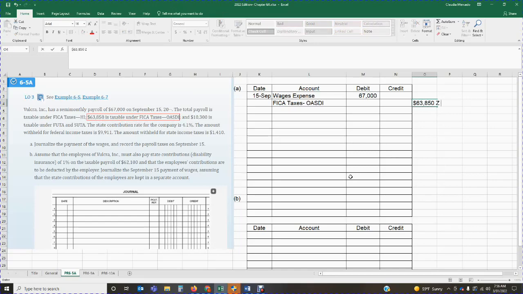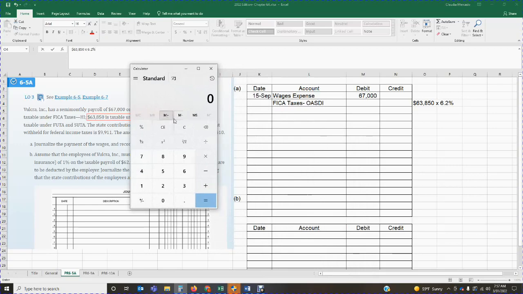$63,850. My OASDI rate, if we go back, I believe in chapter 3, it talks about the OASDI rate being 6.2%. By now, you should know your OASDI rate. We've already covered that in prior chapters. So I'm going to get my taxable wages of $63,850 times my OASDI rate of 6.2%, and that gives me $3,958.70.